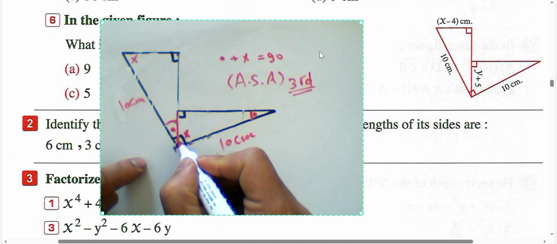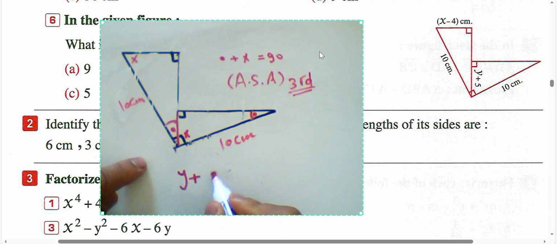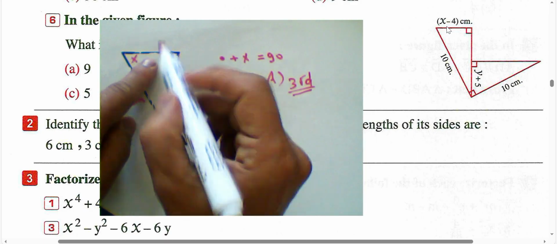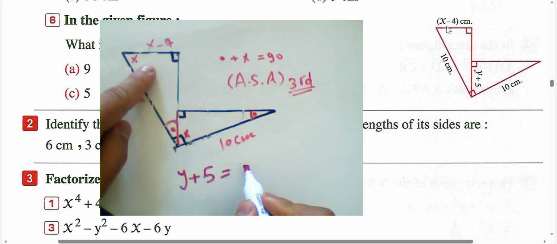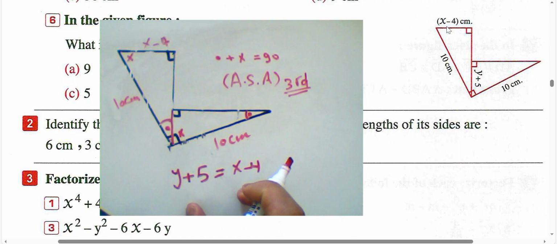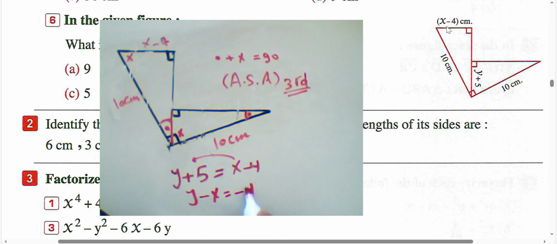Then this line segment here was y plus 5. He gave me the example, the length here was y plus 5, equivalent to the length here, x minus 4. They will be equivalent. Then y plus 5 equals x minus 4. Then you can move x to the left-hand side by changing the sign: y minus x equals negative 4, and move the 5, it will be negative 5. Then the result will be negative 9.